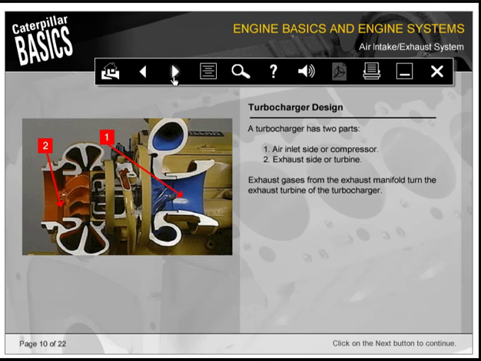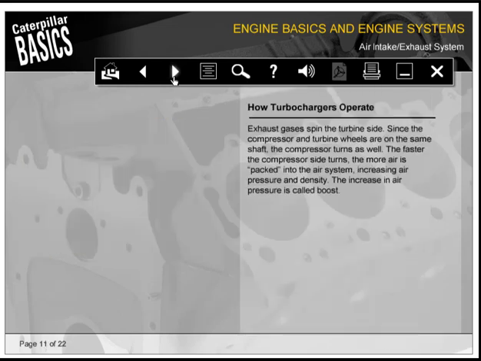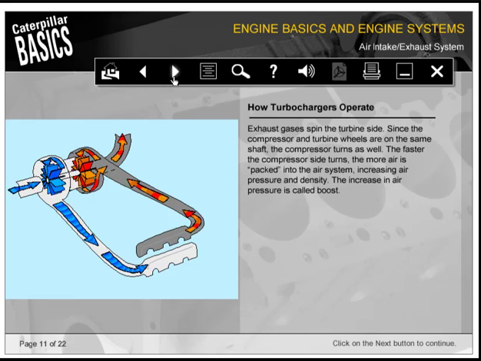Exhaust gases from the exhaust manifold turn the exhaust turbine of the turbocharger. Exhaust gases spin the turbine side. Since the compressor and turbine wheels are on the same shaft, the compressor turns as well. The faster the compressor side turns, the more air is packed into the air system, increasing air pressure and density. The increase in air pressure is called boost.